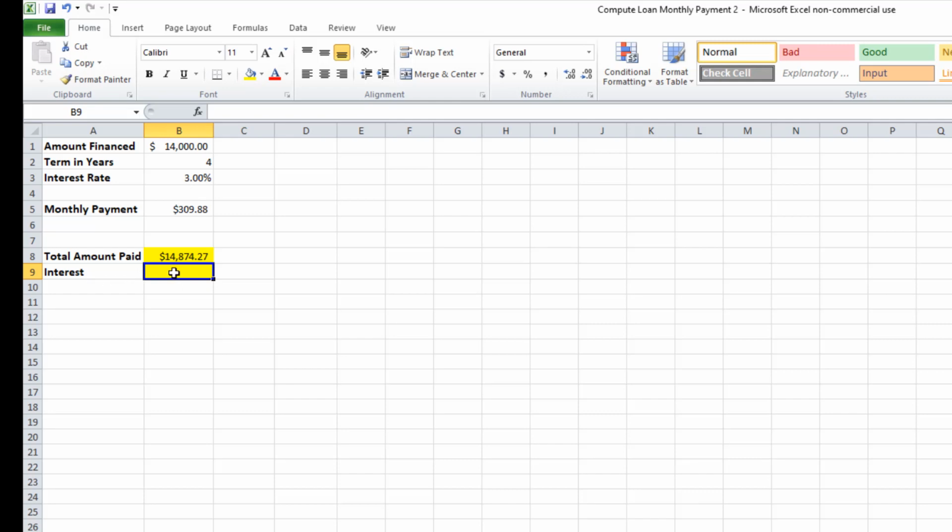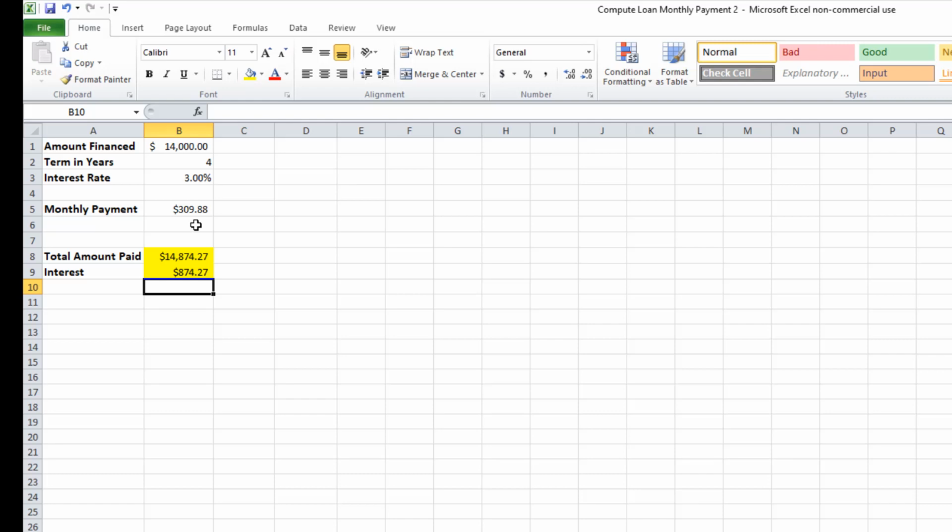You can subtract 14,000 from that to get the interest. But I'm going to set it up as a formula here, so it does everything for me. So equals, and I want this amount here minus the amount financed. So it would be B8 minus B1. Okay. So there's your interest.